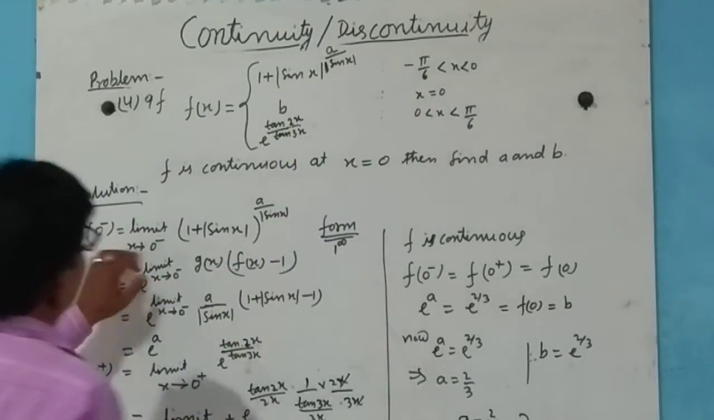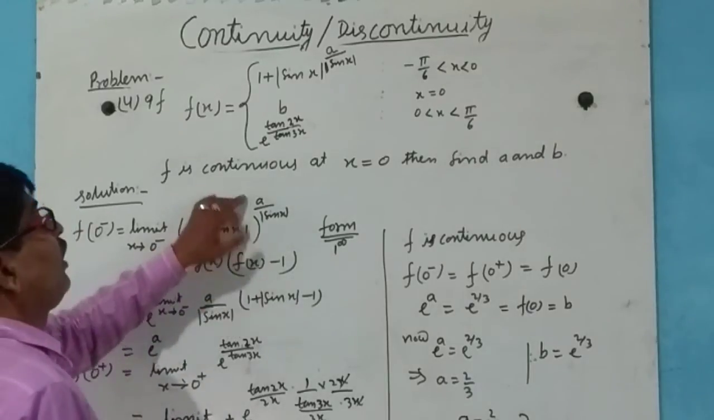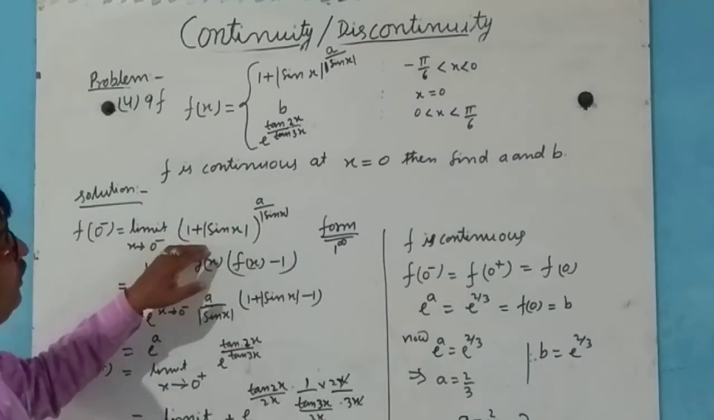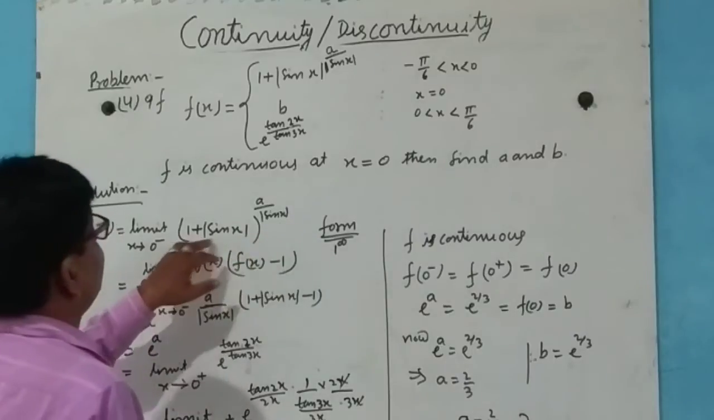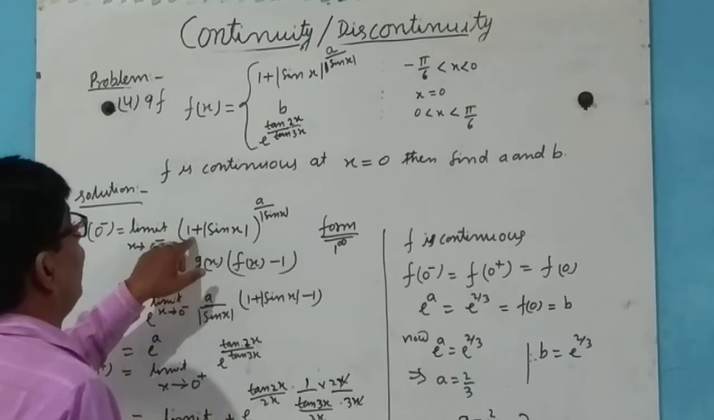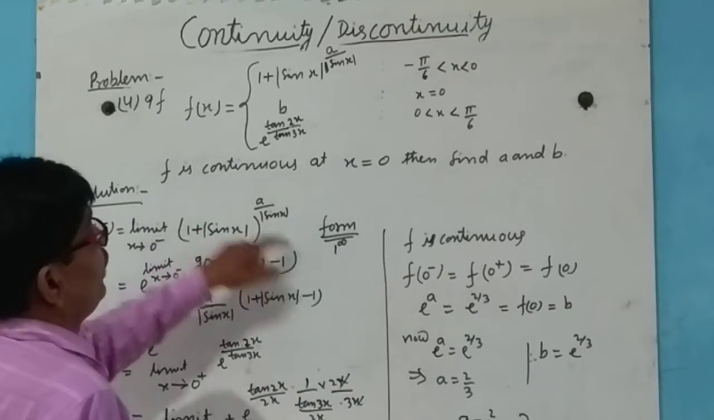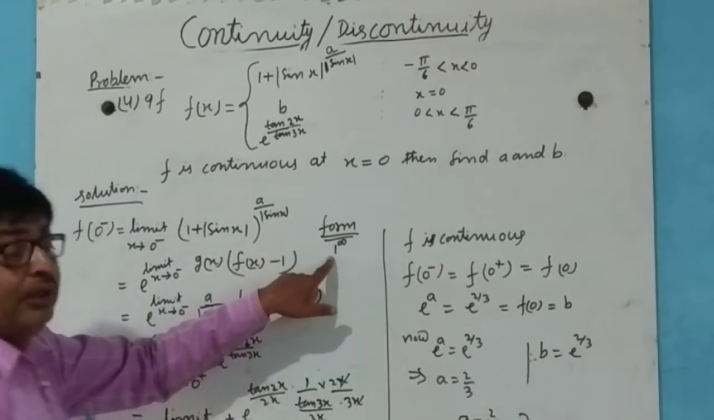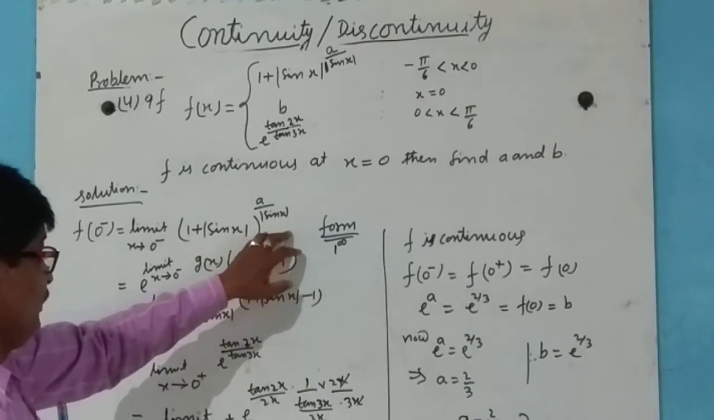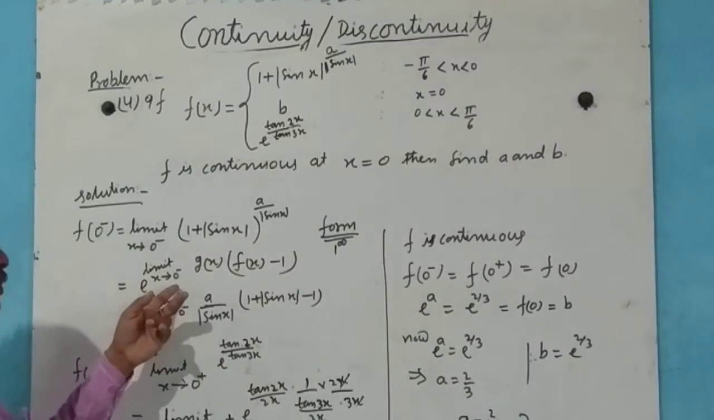Now limit x tends to 0 minus, (1 plus mod of sin x) to the power of a by mod of sin x. Here for sin x, sin 0 is equal to 0, and here 1 to the power a divided by 0, that is 1 to the power infinity.